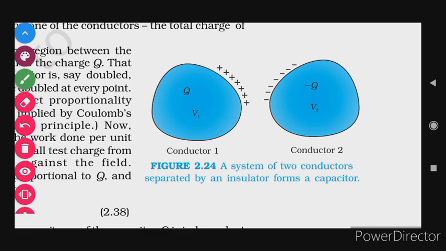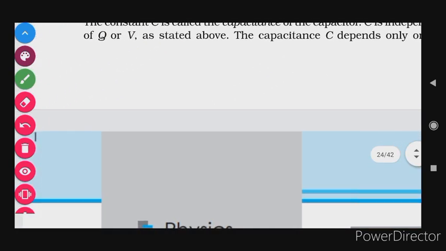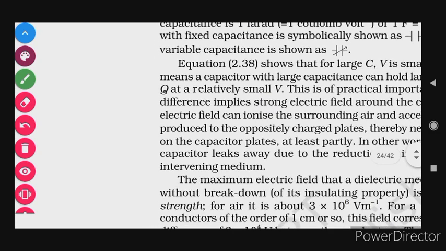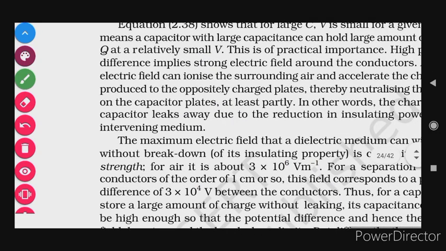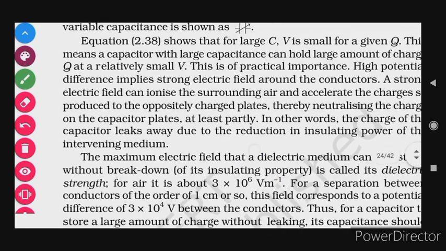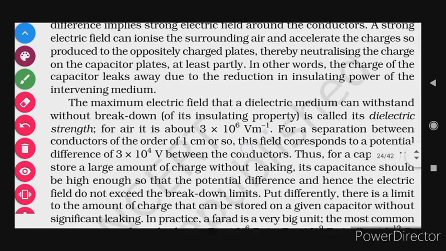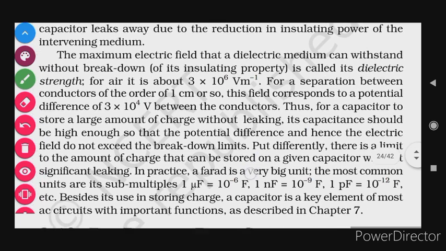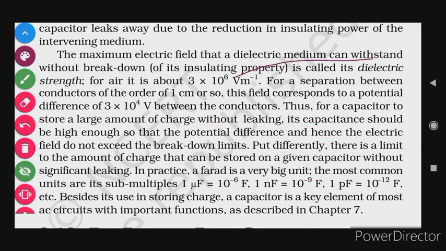This is very important. We want to take a capacitor having high capacitance, which has a significance. In that we can hold more charges at a small potential, as I told you from the example. Now, the maximum electric field that a dielectric medium can withstand without breakdown of its insulating property is called dielectric strength.